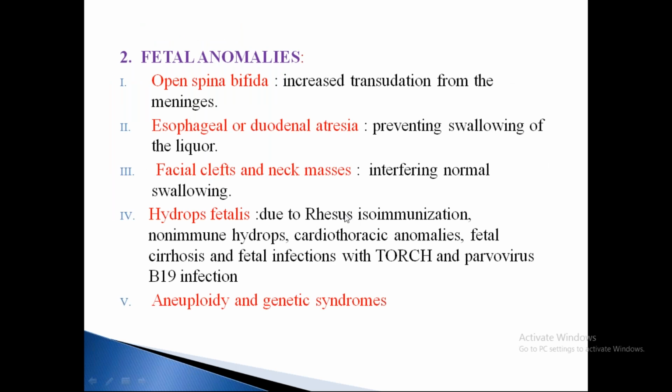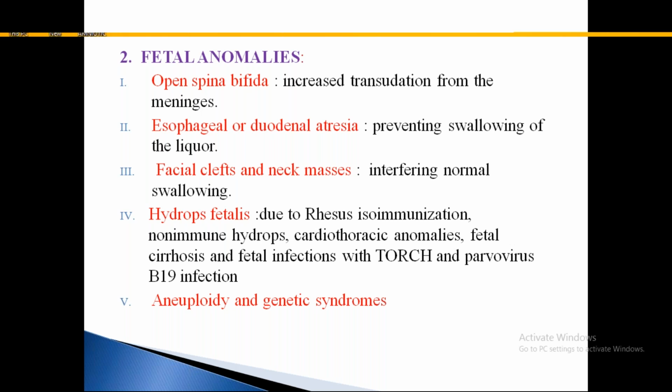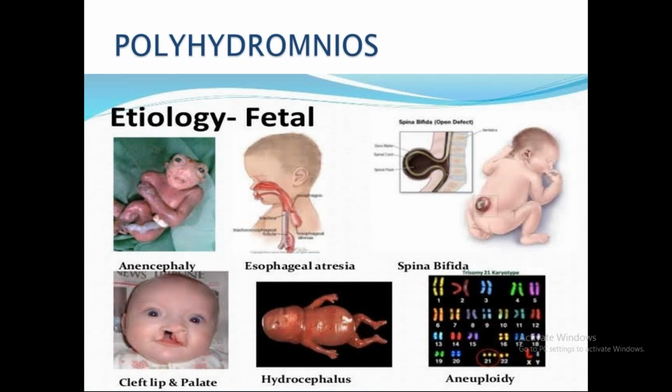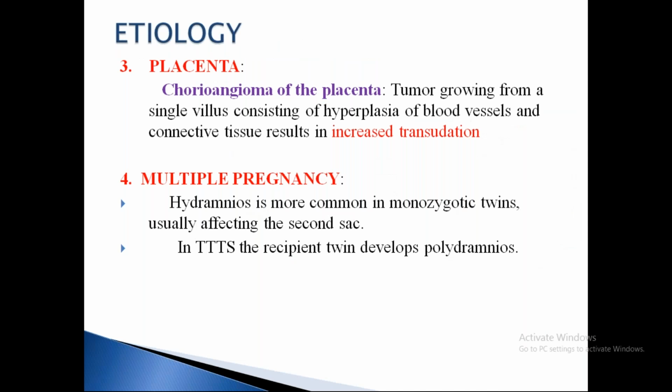Okay. Then open spina bifida. Here also, increased transudation from the meninges. Esophageal and duodenal atresia prevent swallowing, isn't it? Then facial clefts and neck masses. These neck masses also will interfere with normal swallowing. Then Rh incompatibility, or any genetic syndromes. See, these are the diagrams.